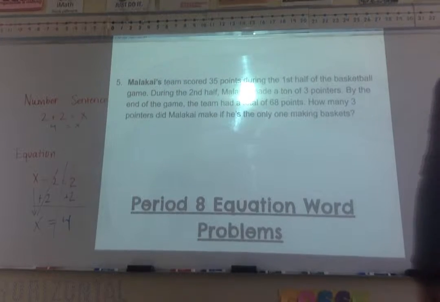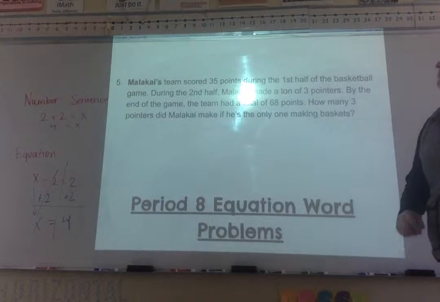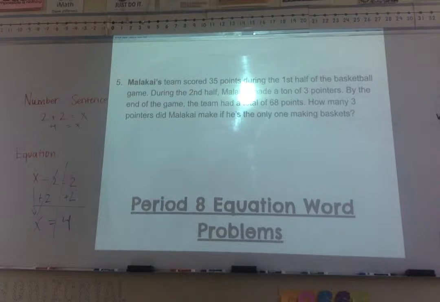Malachi, you want to read this out loud since it's about you? Malachi's team scored 35 points during the first half of the basketball game. During the second half, Malachi made a ton of threes. By the end of the game, the team had a total of 68 points. How many three-pointers did Malachi make?